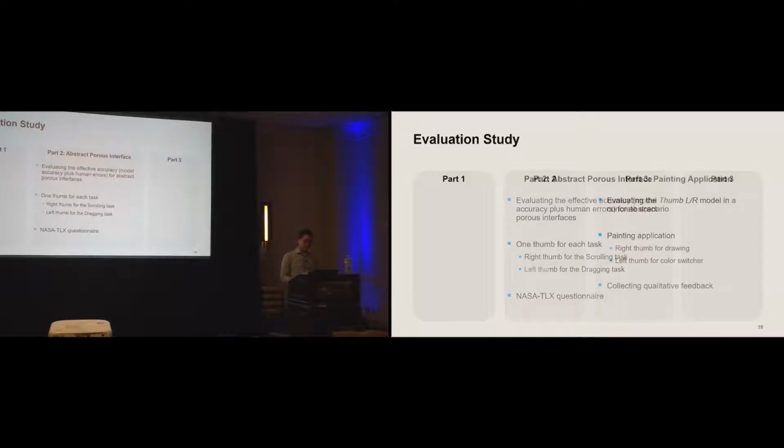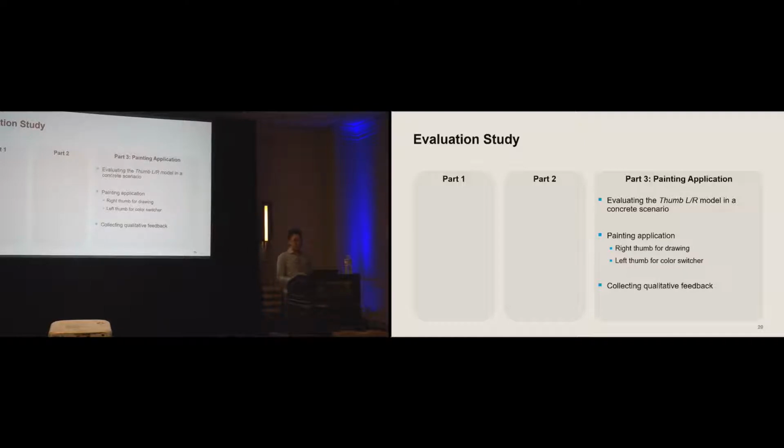And in the last part of the study, participants used our painting application in which they could draw with the right thumb and use a color menu for color switching with the left thumb. We first explained the application to the participants and then instructed them to draw an image of their last vacation as the task here. After they used the application, we conducted a semi-structured interview to collect their qualitative feedback on our use cases.